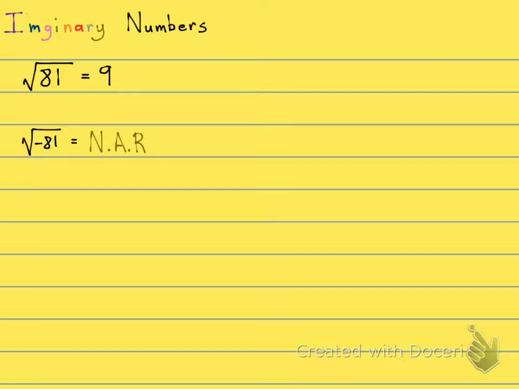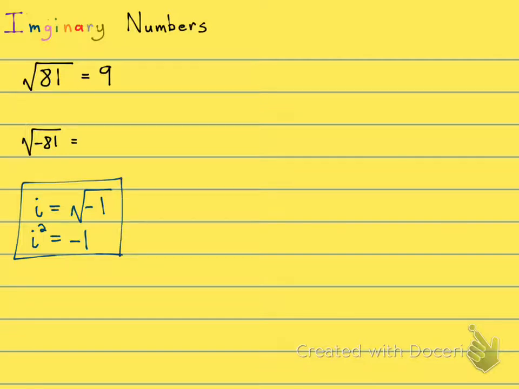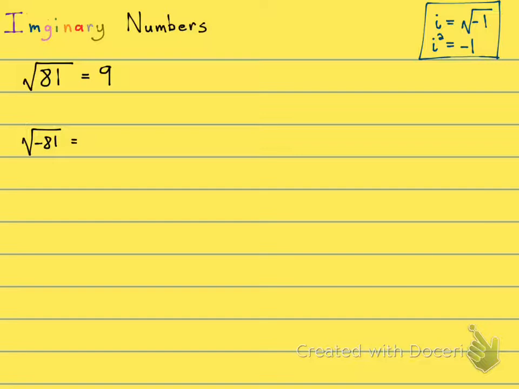So let's talk about it. What is an imaginary number? We denote it by the letter i. The definition of i is that it is the square root of negative 1. Likewise, i squared is negative 1. Okay, so you need to remember these two things. I'm going to put this over here on the right-hand side. We're going to keep this handy because we're going to have to come back to it.